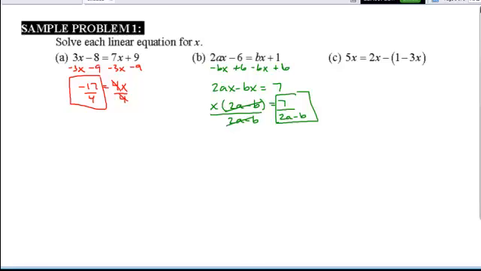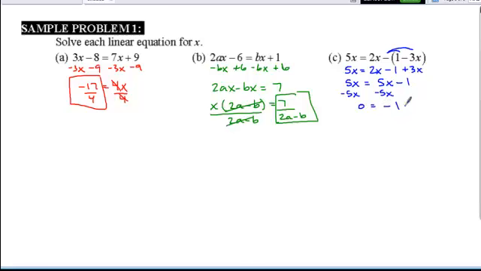Okay, and then the final example, again, as you work through this, if we distribute and get rid of our grouping symbols first, I have a 5x equals 2x, a minus 1, a minus becomes a plus 3x. Notice what happens as I start to combine these. 2x and 3x gives me a 5x minus 1. And when I work to subtract a 5x from both sides, I wind up with 0 is equal to negative 1.